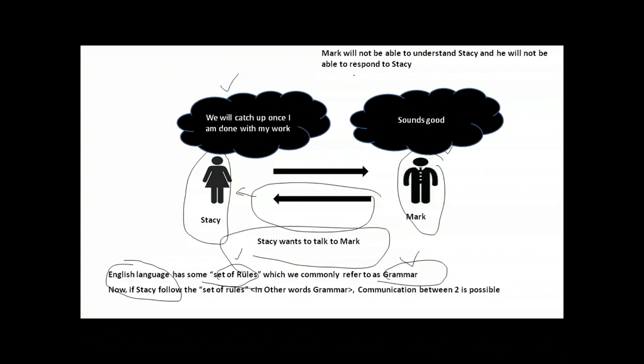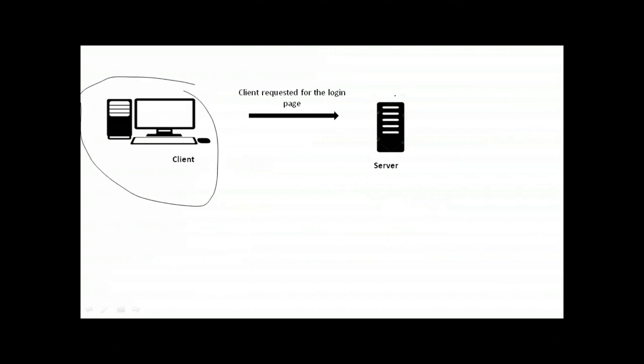So in other words, the protocol needs to be followed when communication has to happen between two different entities. The two different entities over here are two different people. Similarly, in our computer world, we don't have real people. But the entities we have are client and server. If these two have to communicate with each other, they have to follow a protocol. The client will send a request saying, oh, I wanted to log in. You see, the client has requested the login page.